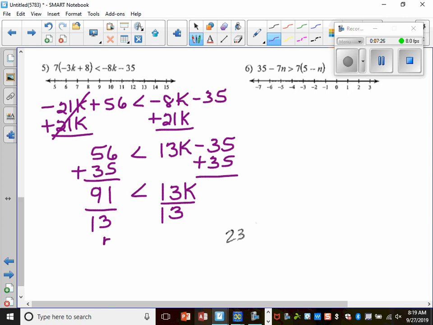7. So see how I ended up and my variable was after the inequality. So I'm going to reverse this and say k is greater than 7. Put my such that symbol, put my variable, and put my set brackets.